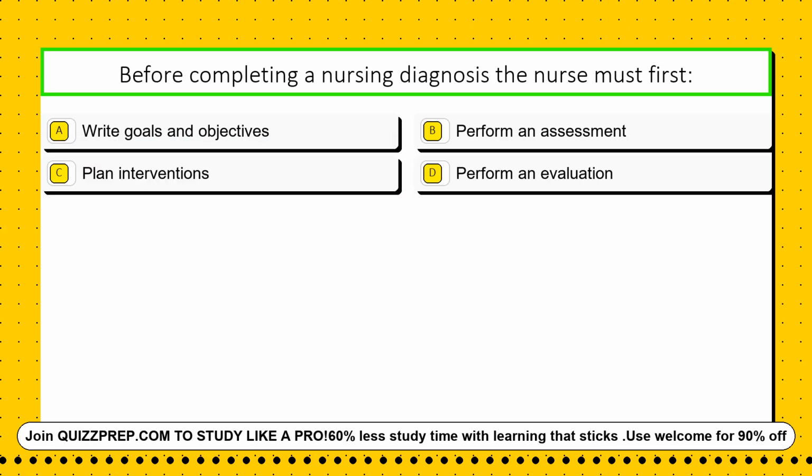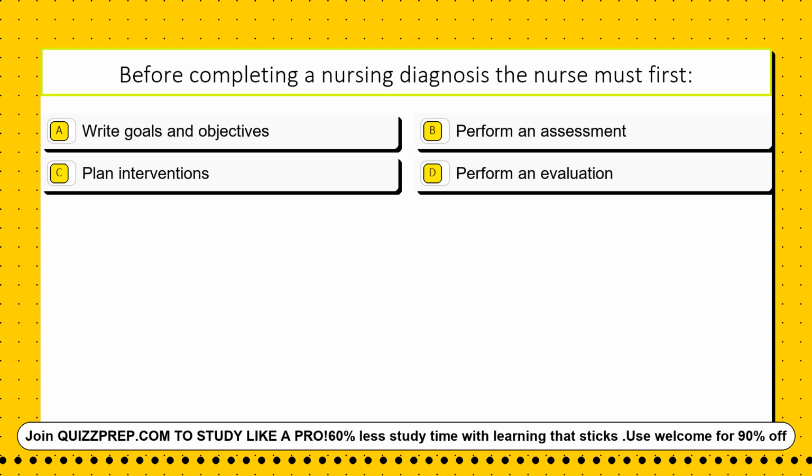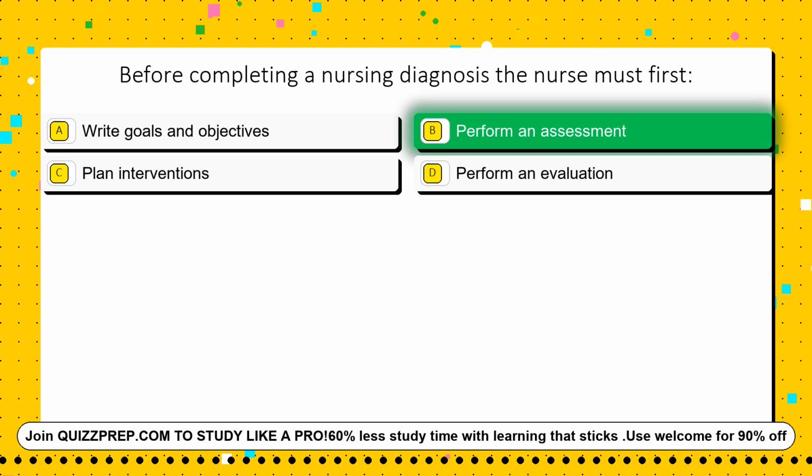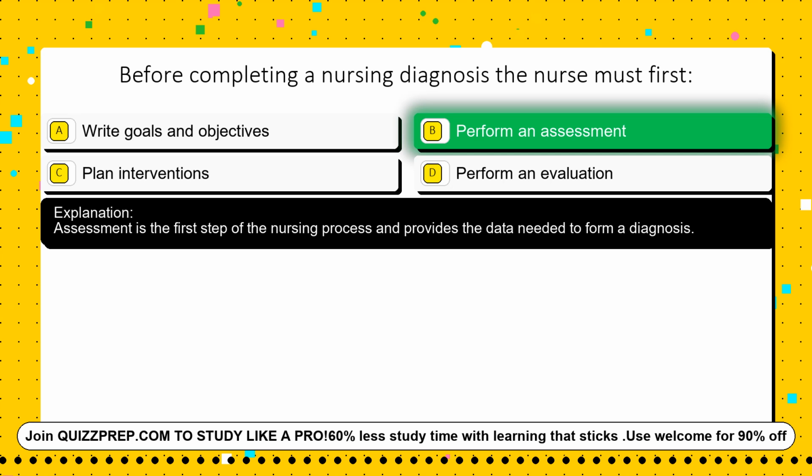Question 7. Before completing a nursing diagnosis, the nurse must first: Option A, write goals and objectives. Option B, perform an assessment. Option C, plan interventions. Option D, perform an evaluation. The correct answer is option B, perform an assessment. Assessment is the first step of the nursing process and provides the data needed to form a diagnosis.